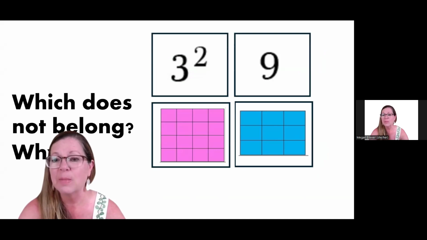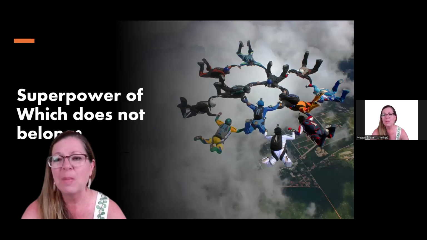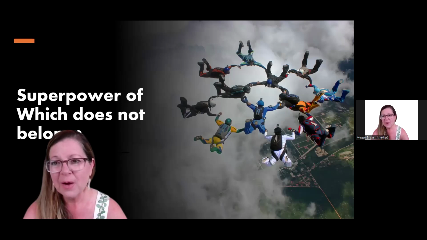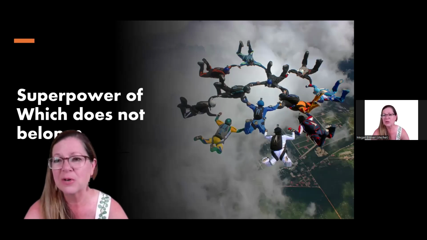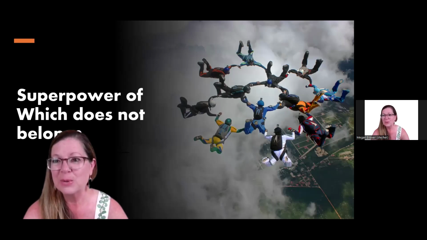Here's a sixth grade example for which does not belong. In this example, the pinkish purple rectangular array is the only choice that doesn't represent 9. The superpower of the which does not belong math routine is that the options we present to our students should have multiple answers. They don't always work out that way, but most often they do. And that's really the beauty of it. So that takes thoughtful consideration on our part to design problems where there's multiple opportunities for reasoning.